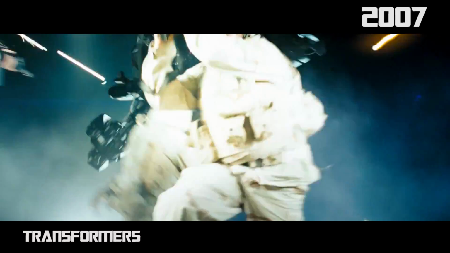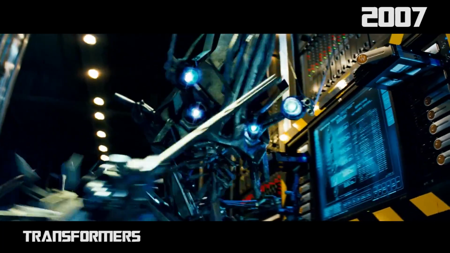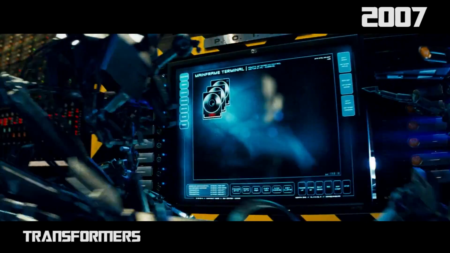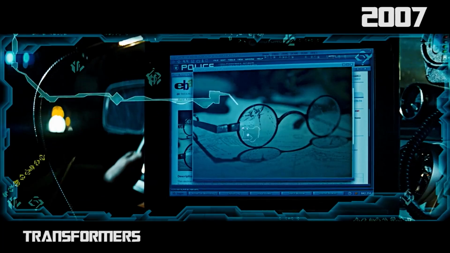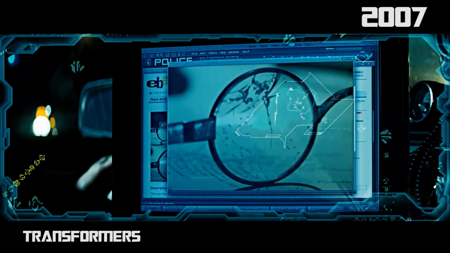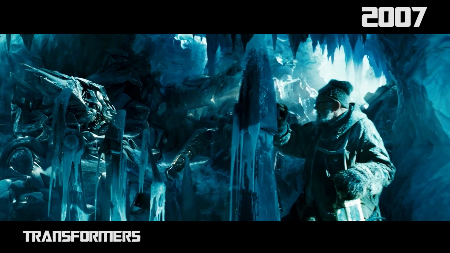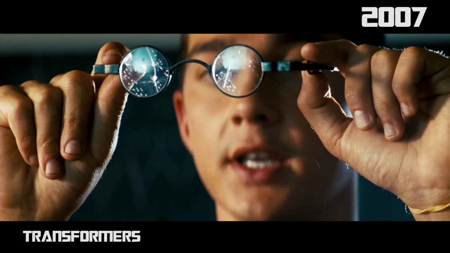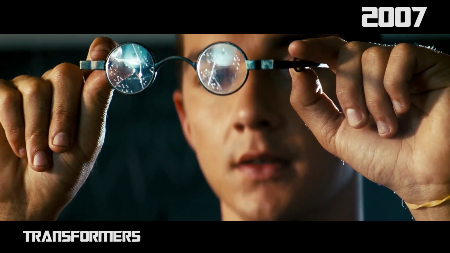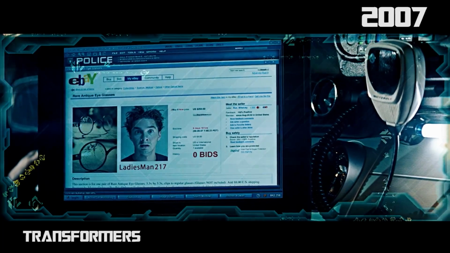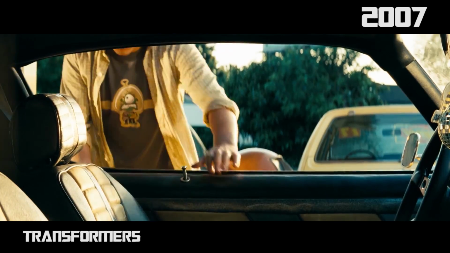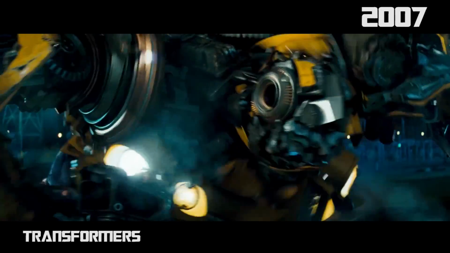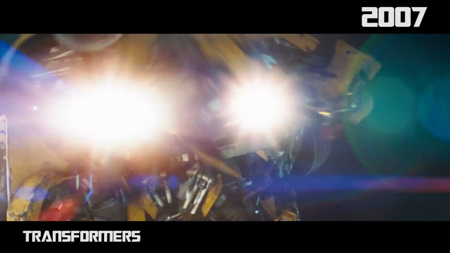4 years later, the Decepticons make their move, attacking American intelligence systems to find the location of Megatron and the Allspark. They discover the coordinates to both are imprinted on the glasses of Captain Witwicky, the explorer who first discovered Megatron. Those glasses are now in the possession of Captain Witwicky's great-great-grandson, Sam. Sam, Ladies Man 217 to his eBay customers, gets swept into the fight when he buys an old Camaro, which just so happens to be our Nazi-killing friend Bumblebee.